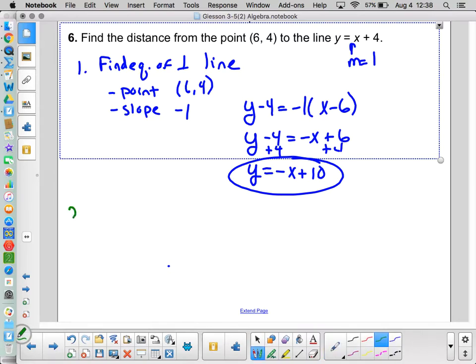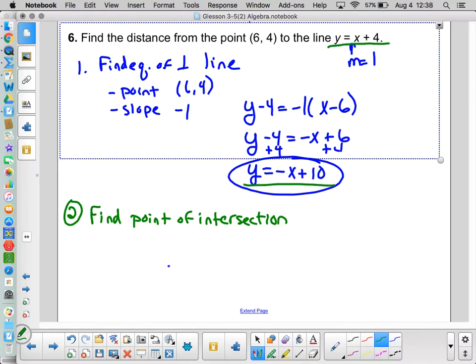Step 2, find the point of intersection. Now both equations are set as y equals -x plus 10 and y equals x plus 4. So I'm going to take the two x expressions: -x plus 10 has to equal x plus 4. Combining terms, I get 2x equals 6, so x is 3.